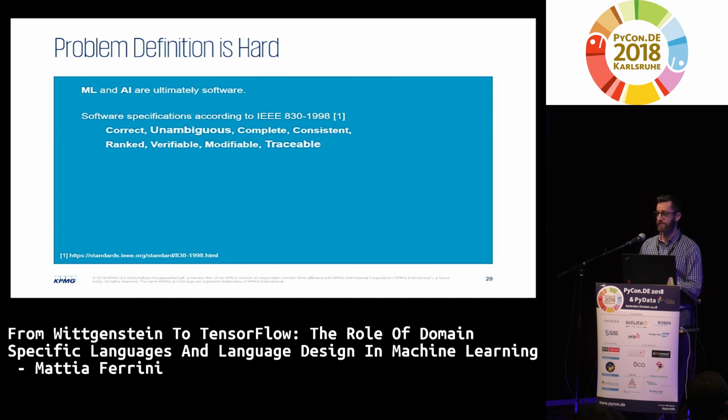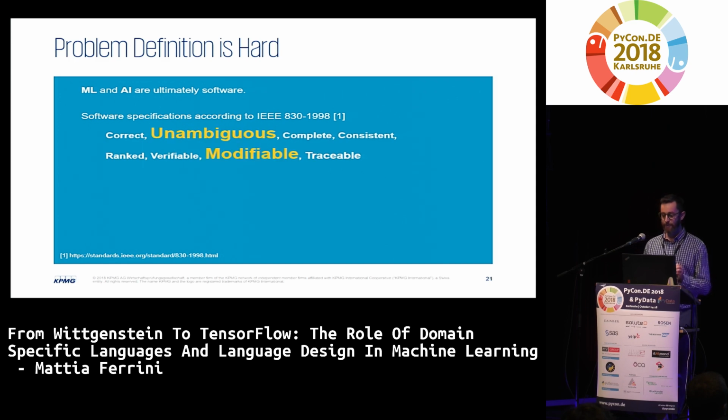Machine learning and artificial intelligence are ultimately software, and if you want to write good software specifications, at least according to the IEEE, you have to have something which is correct, unambiguous, complete, consistent, ranked, verifiable, modifiable, and traceable. Wow, that's quite a lot. And I would like to point out two topics. Unambiguous, again, the need of a formal language, and modifiable. Modifiable is particularly tricky, and it's very important. And there's a misconception about modifiability.